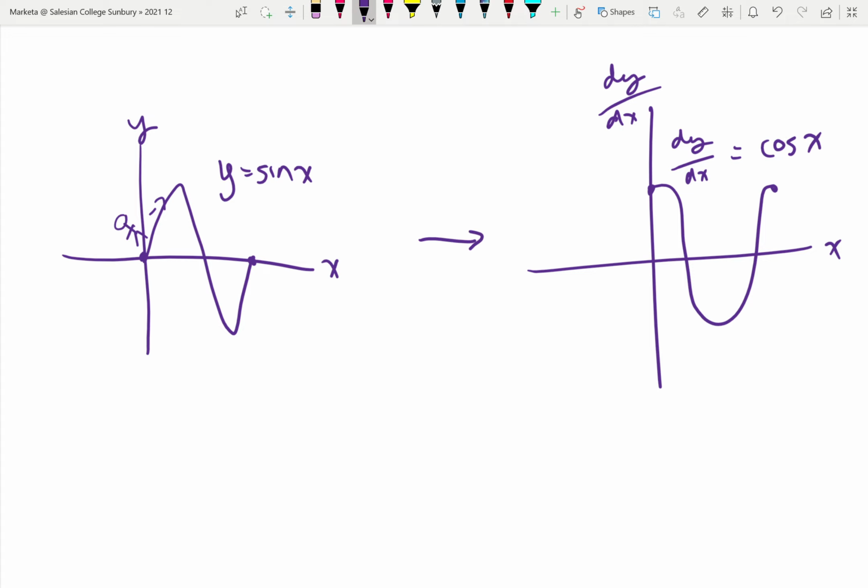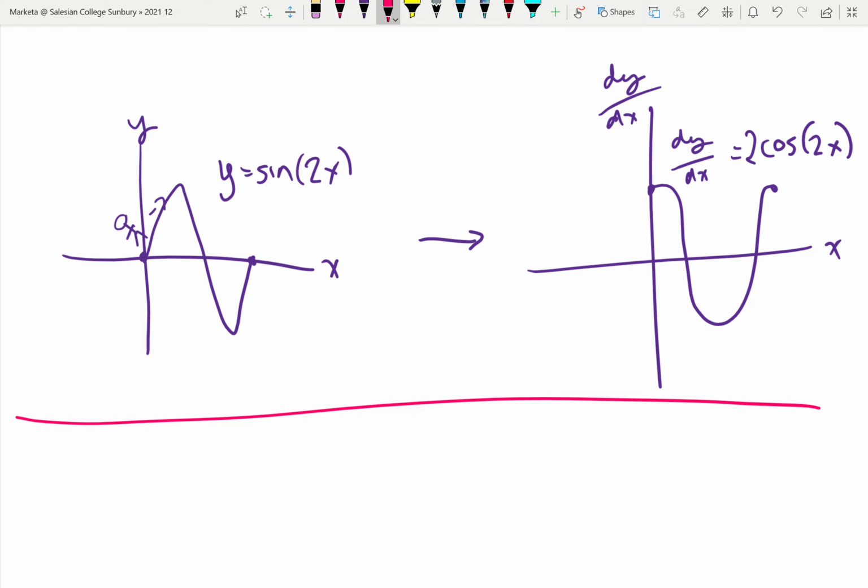And remember also that if it was a 2x here, then it would become 2 cos 2x. And this you could show using the chain rule if you wanted, but really it's best to just know how that works and be able to apply the rule.